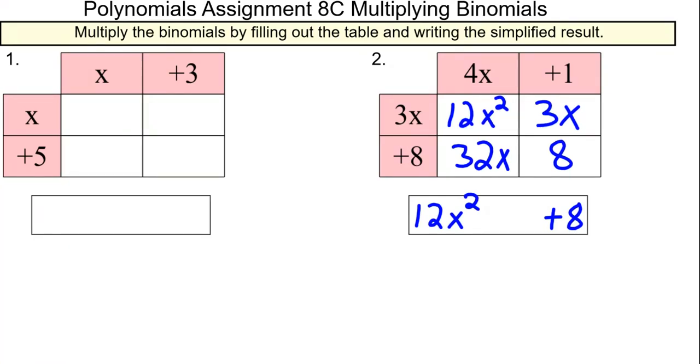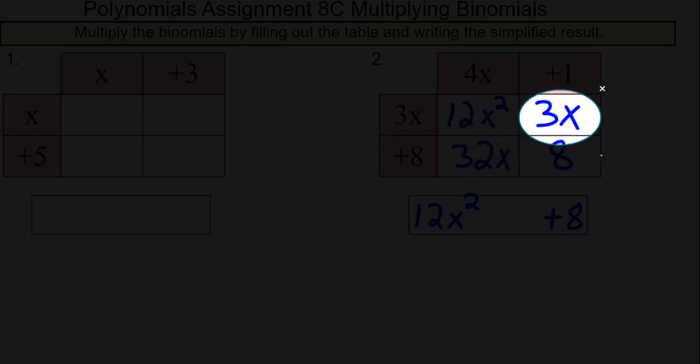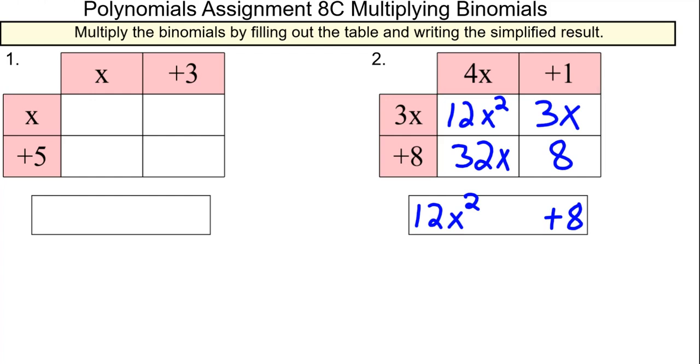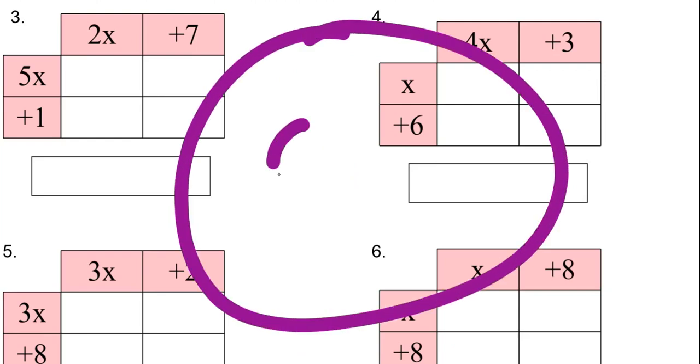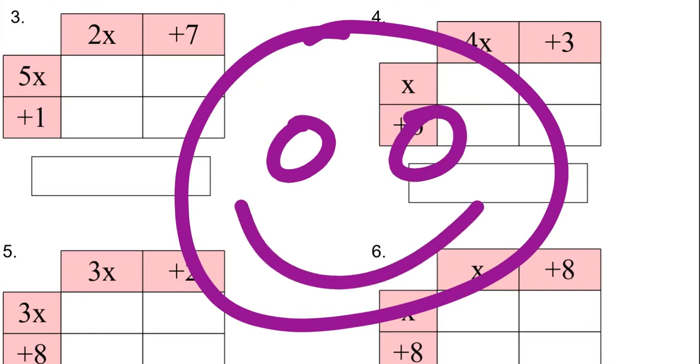Now let's put together 32x with 3x because each term has one x, and 32 plus 3 is 35x. It is positive, so we will put plus. Now see if you can do problems 3 through 6 by filling out the tables and writing the simplified results.